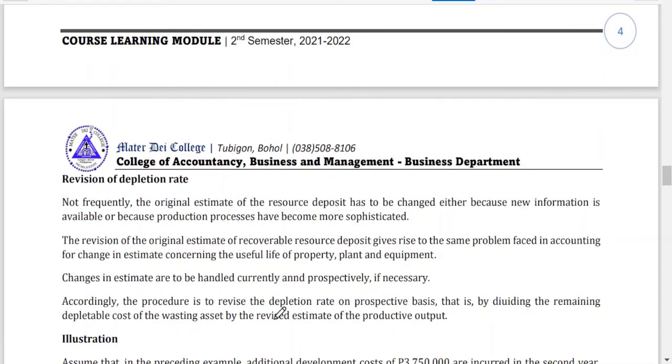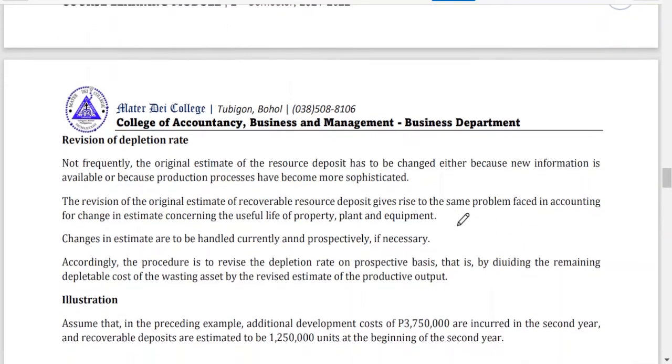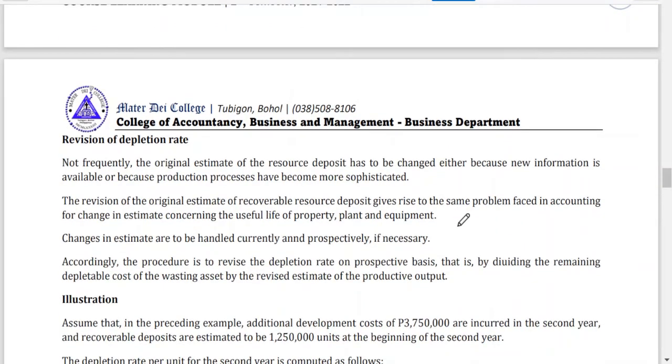Okay, next we have the revision of the depletion rate. Not infrequently, the original estimate of the resource deposit has to be changed, either because new information is available or because production processes have become more sophisticated. So the revision of the original estimate of the recoverable resource deposit gives rise to the same problem faced in accounting for change in estimate concerning the useful life of PPE.